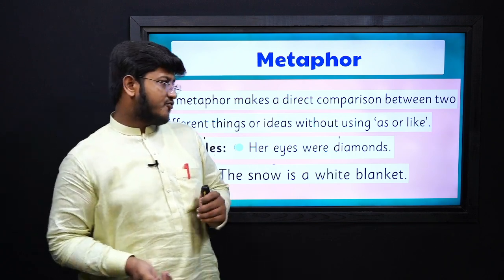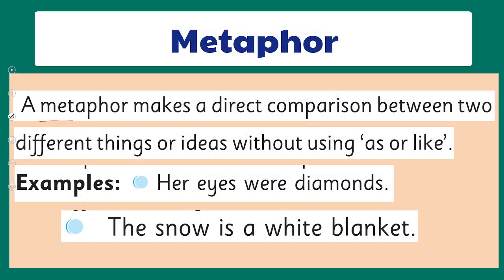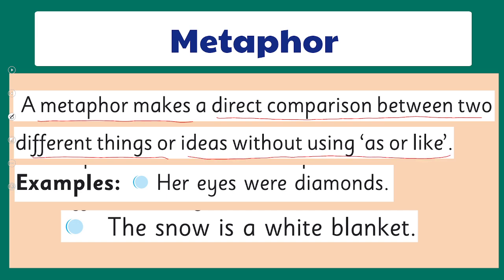So let's find out what is meant by a metaphor. A metaphor makes a direct comparison between two different things or ideas without using as or like. As we have learned before, a metaphor is a figure of speech in which we make a comparison between two things on the basis of a certain quality which is the same. On the basis of a same quality, we compare two different objects, two different things.